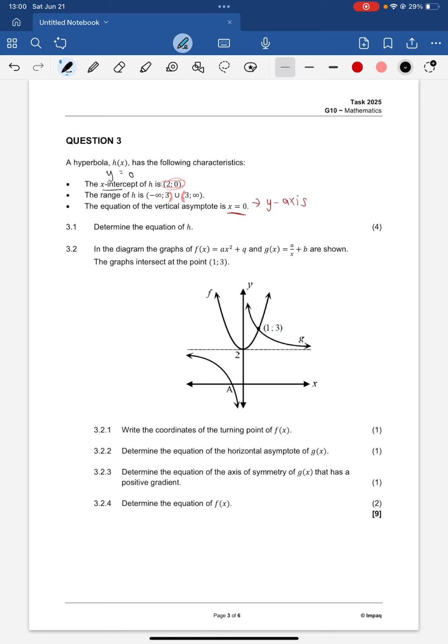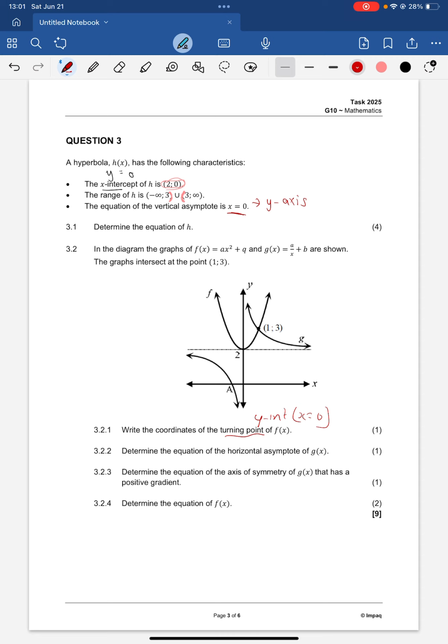How do we find a y-intercept? Make x equal to 0. Or actually it's on the graph. No, sorry, we don't have the equation of f of x, so we're not going to make x equal to 0. We just look at the y-intercept. Can you see the y-intercept? Can you see the turning points? Yes. So just write the coordinate. It even says write, it doesn't say calculate.